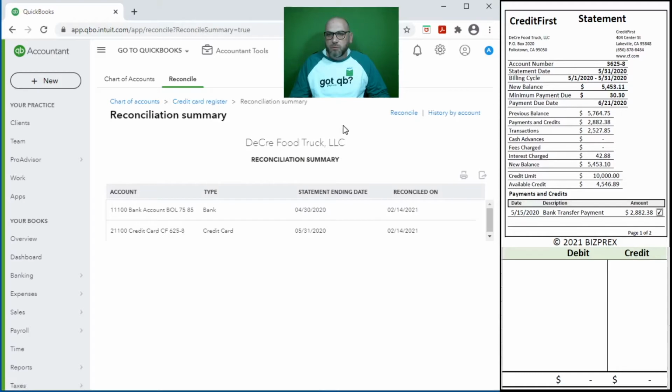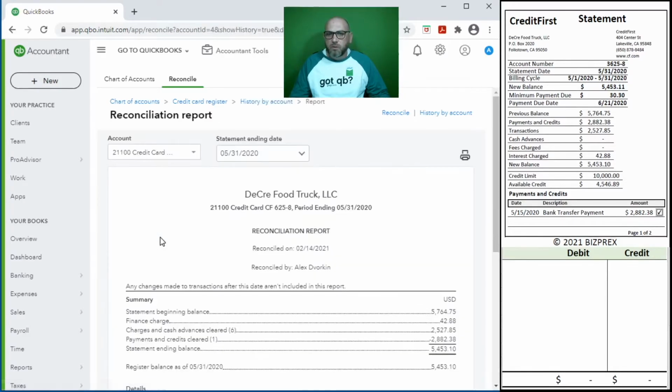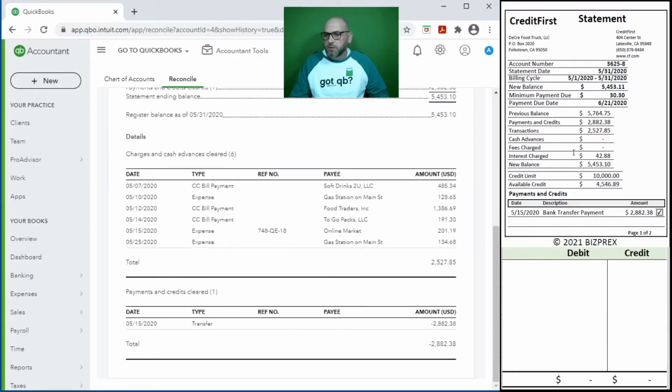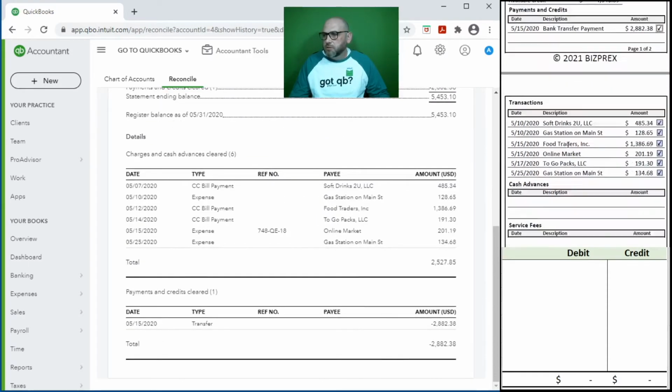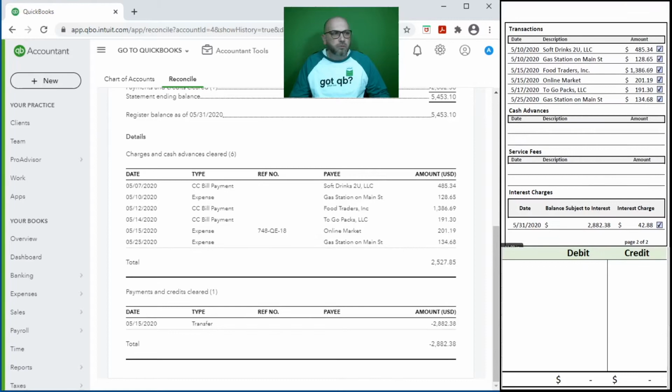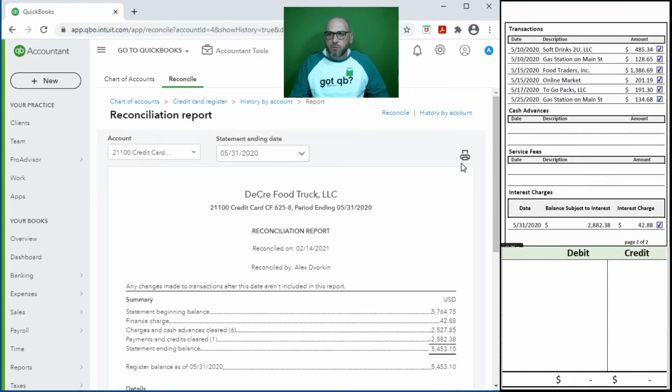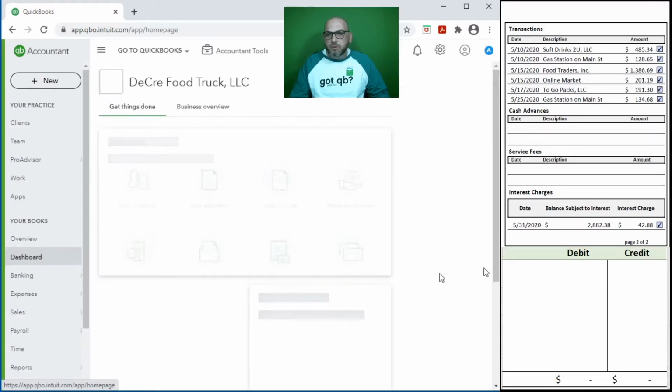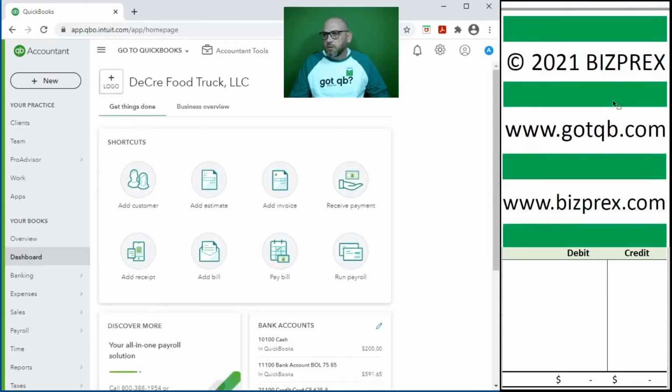Okay, go to summary, credit card. Here it is, right? Make sure that balance matches. Yes. Payments match. Charges match. All good to go. At this point, we would print it and attach it to the credit card statement, indicating that we're done with reconciliation of the credit card.